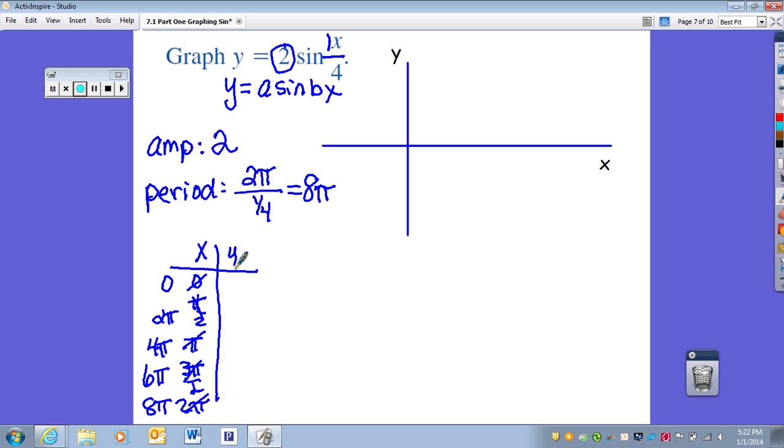Then we have y is equal to sine of x, and in our basic function that's 0, 1, 0, -1, and 0. But our amplitude is going to be twice as big, so we need to multiply each of these by 2 to find our new minimums and maximums.